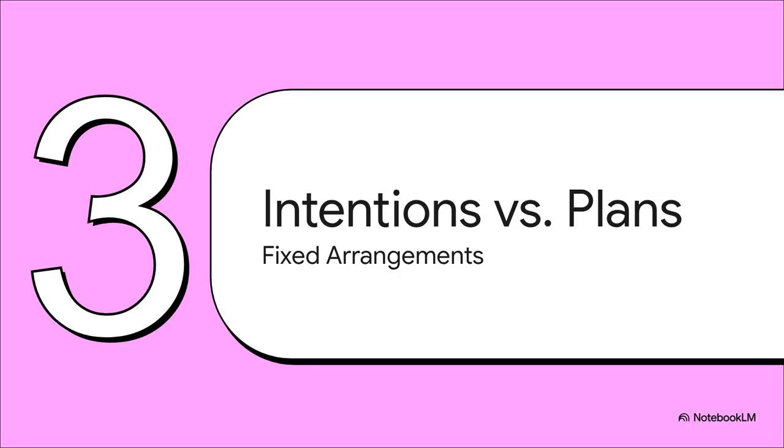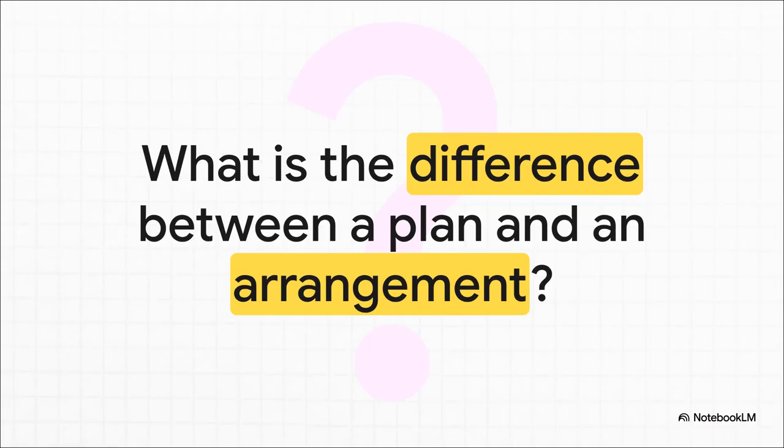Section 3. Intentions versus fixed arrangements. A learner from our sources, a distinguished polyglot, asked this brilliant question. What exactly is the difference between a plan and an arrangement? Like, why do we use be going to for one and the present continuous for the other? It comes right back to that word we used earlier, perspective. Specifically, it's the difference between what exists only inside your head versus what you've actually cemented in the real world.